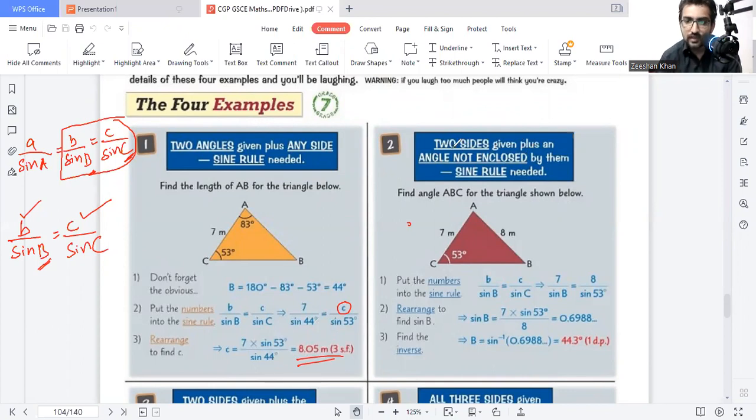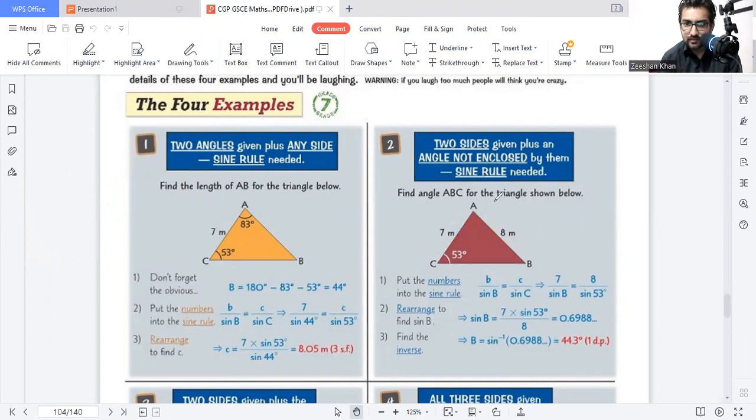Example number 2, when two sides are given plus the angle not enclosed by them. You can see this side is given, this side is given, but this angle is not given. The angle is outside of it. So it means the angle is not enclosed, right? So what to do in this case? Again, use sine rule.